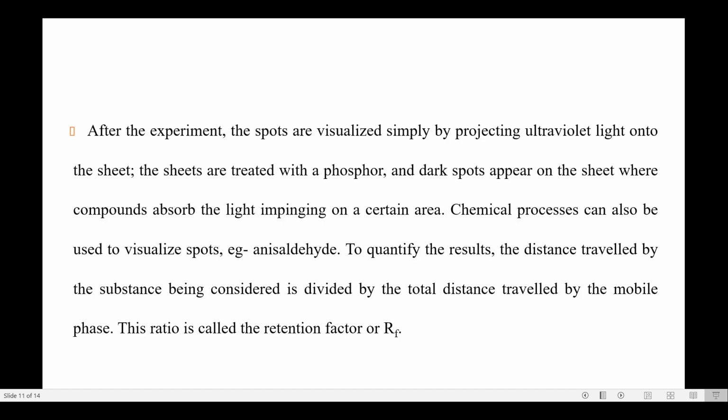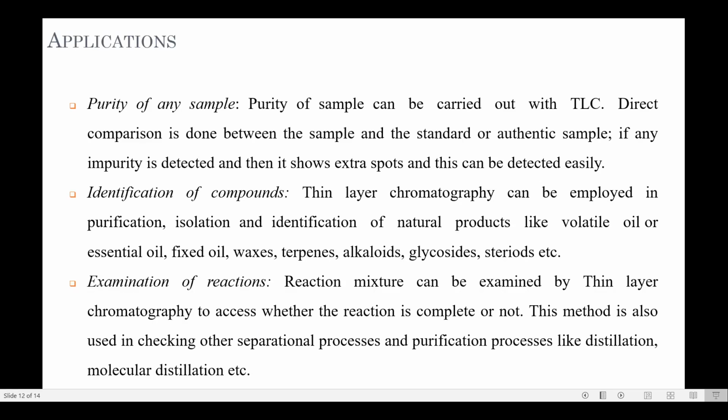After the experiment, the spots are visualized simply by projecting ultraviolet light onto the sheet. The sheets are treated with a phosphor and dark spots appear on the sheet where compounds absorb the light impinging on a certain area. Chemical processes can also be used to visualize spots. To quantify the results, the distance traveled by the substance being considered is divided by the total distance traveled by the mobile phase. This ratio is termed the retention factor.